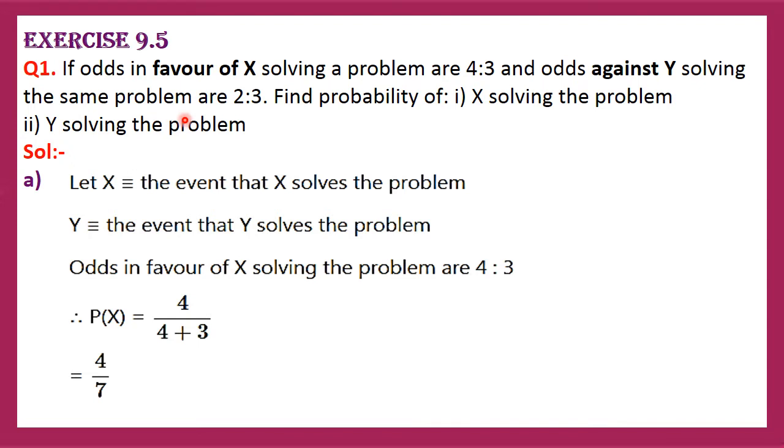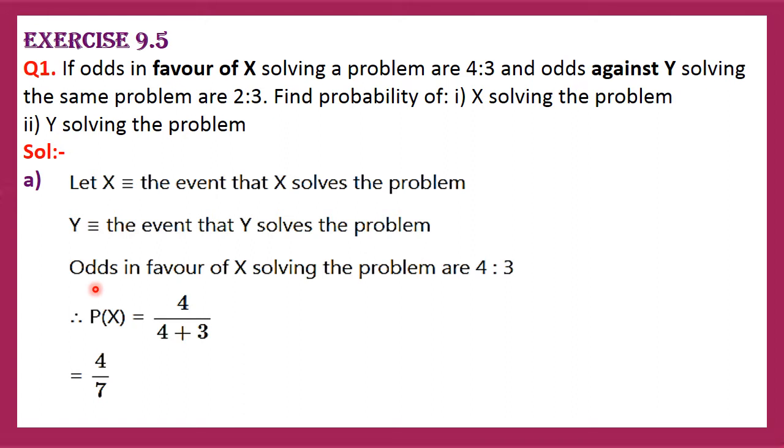Solving the same problem are 2:3. Find the probability of x solving the problem. So we will find P of x and y solving the problem. So we will find P of y from the odds. So first we will define the event x and y. It's already given: x is the event that x solves the problem, y is the event that y solves the problem.